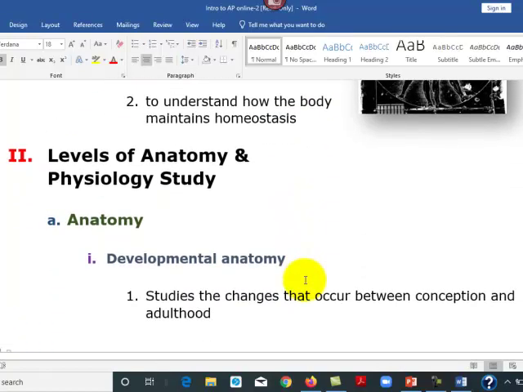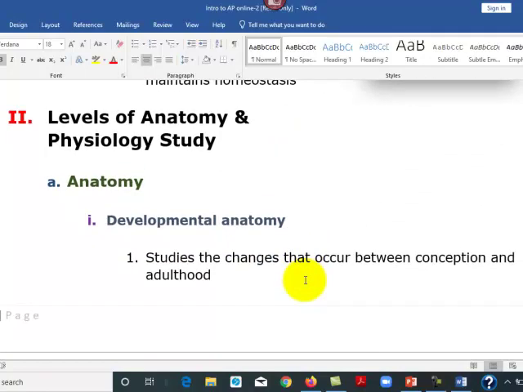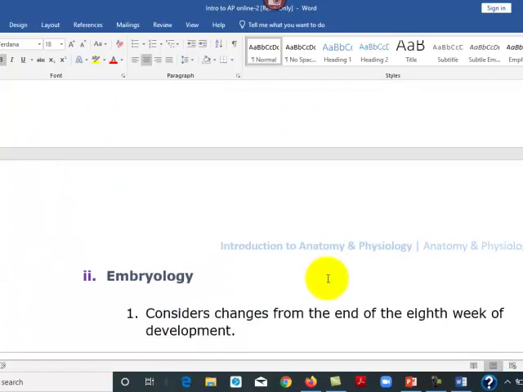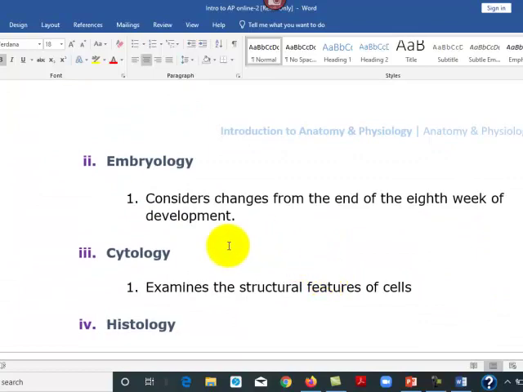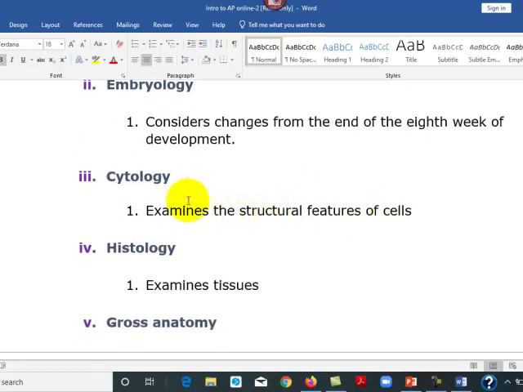Now, under levels, some of this I'm going to go through with you, well, I'll go through all of it with you. Developmental anatomy is basically what occurs between conception and adulthood. That's not something we really deal a lot with. We deal more with things like this. Embryology is the study of embryos in a certain time period. Cytology, we're actually going to cover next week, and it covers cells and cell parts.